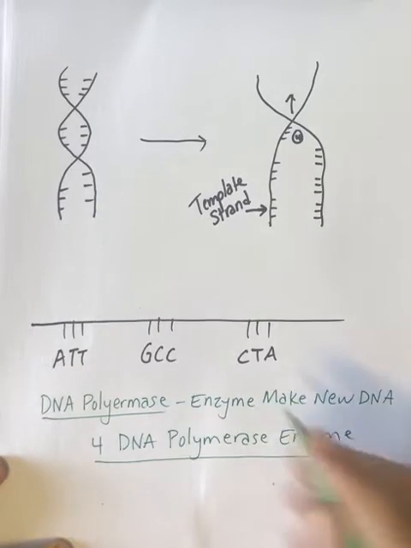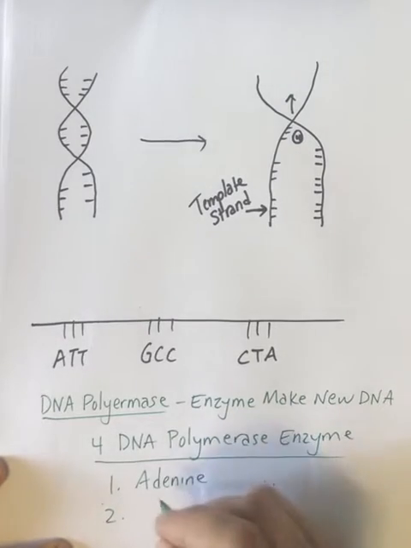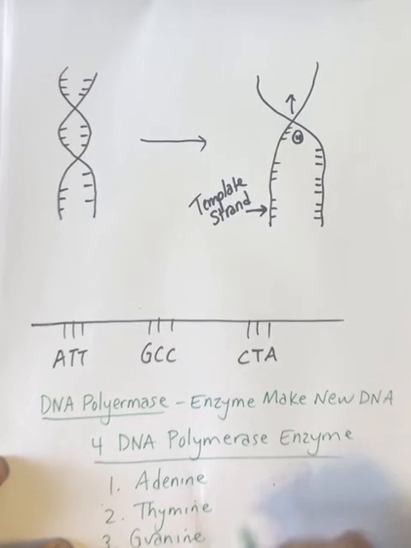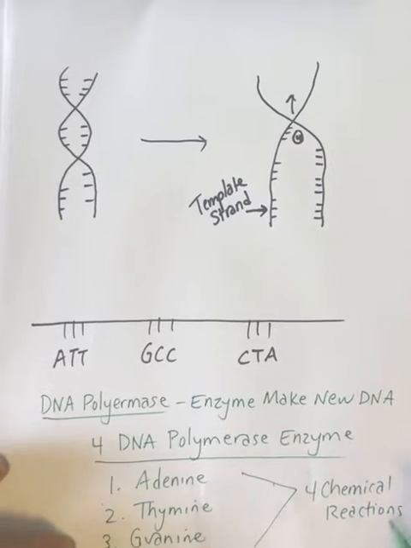So we have a DNA polymerase for adenine, and we're going to have a DNA polymerase that's going to make only thymine. 1 DNA polymerase is going to make only guanine, and 1 DNA polymerase is only going to make cytosine. So we're going to have 4 chemical reactions. Now, another thing during this process is we have to radioactively attach or label each of our nitrogen bases.